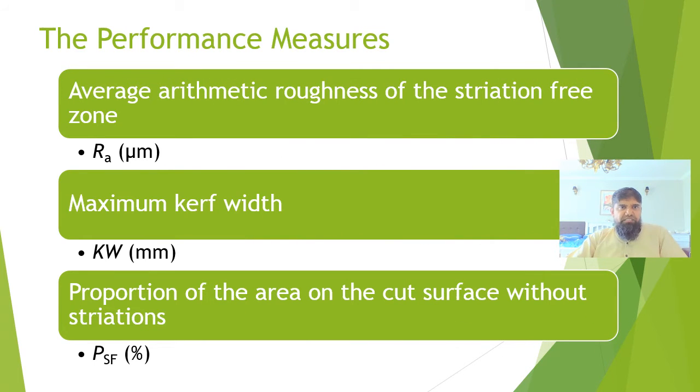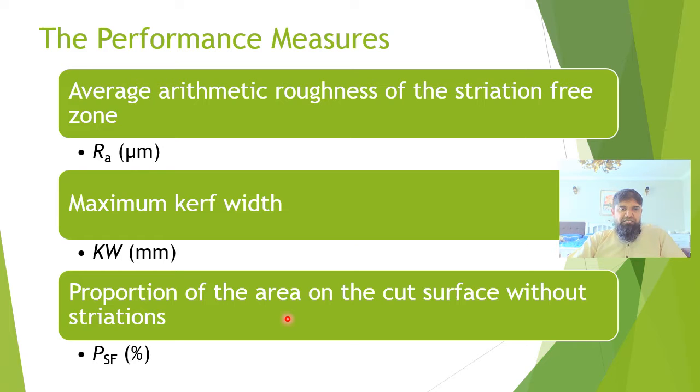The performance measures include the list of three measures related to the cut surface quality. The first one is the average arithmetic roughness of the striations free zone, which is represented as Ra and measured in microns. The second one is the maximum curve width measured in millimeters. The higher is the curve width, the poorer is the geometrical accuracy, and more is the wastage of material and energy. The third one is the proportion of the area on the cut surface without striations, denoted by PSF and measured in the percentage of the area.